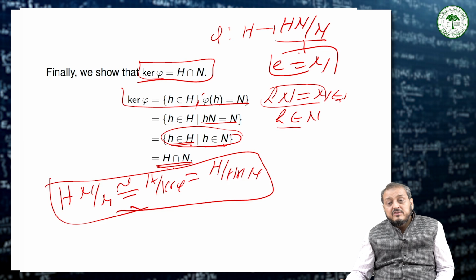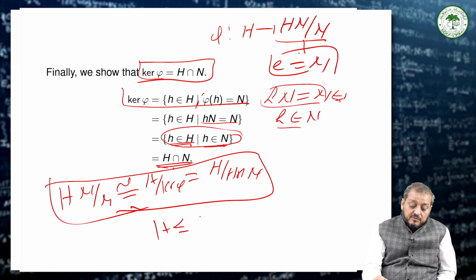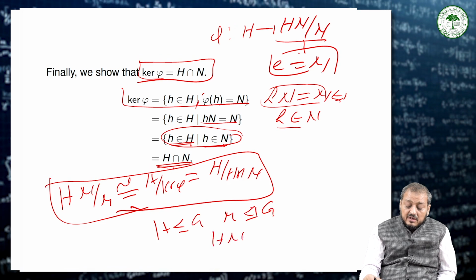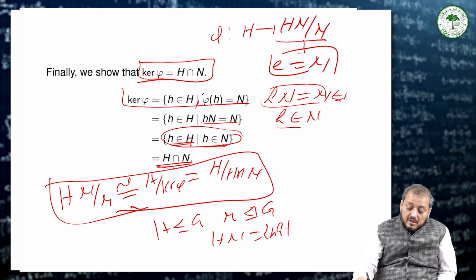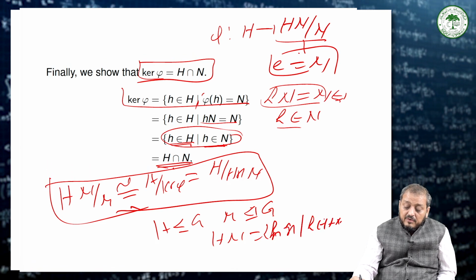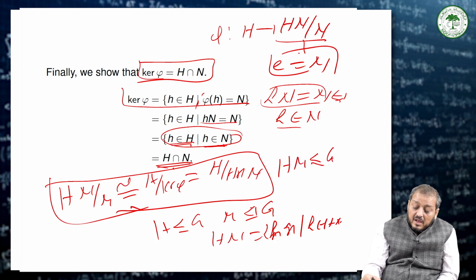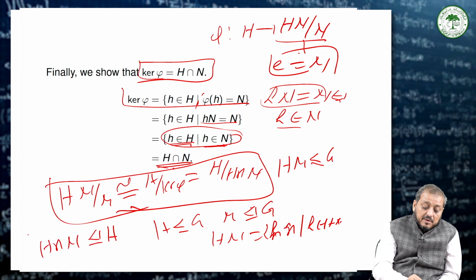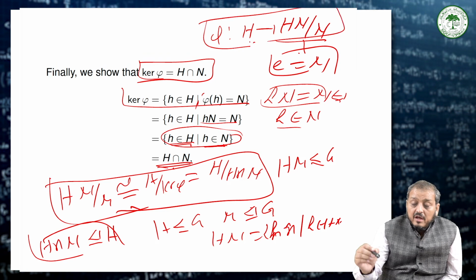So we have easily proved that if H is a subgroup of G and N is a normal subgroup of G, and we define HN as the set of the form hn, where h is an element of H and n is an element of N, we show that HN is a subgroup of G, and we have to show that H intersection N is a normal subgroup of H, and by this we define one bijective function. So we have to show that.